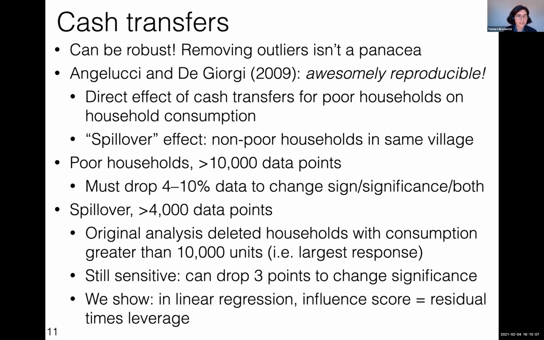Again, this gets at the idea that it's not just about being an outlier. In linear regression, we can express this in an equation: this influence score, the thing that we're dropping to get our change, is exactly the residual times the leverage. You can have a very large residual but maybe not have a large leverage, or vice versa. And here you sort of have to have both to be influential.